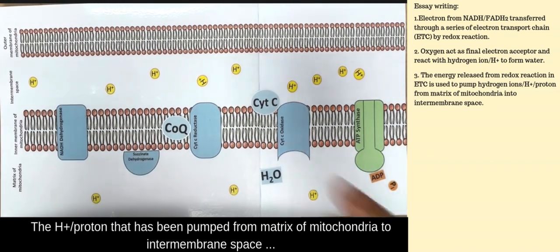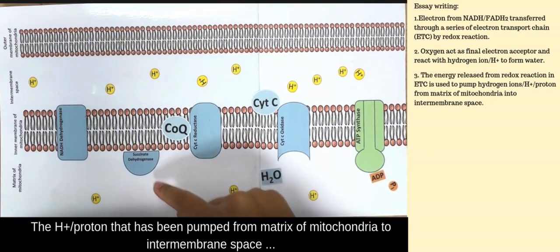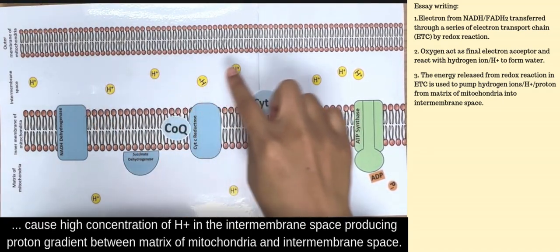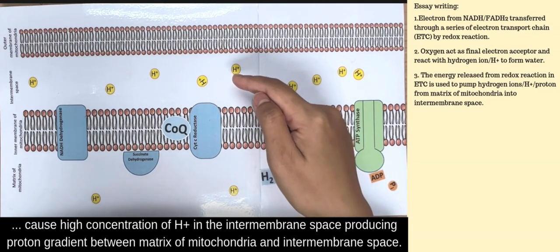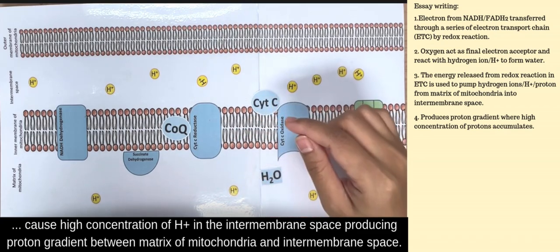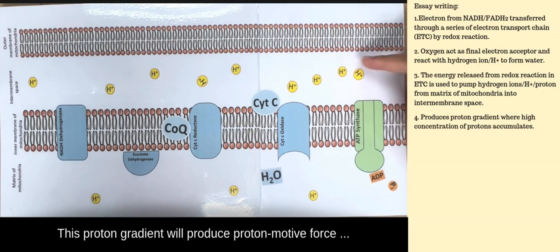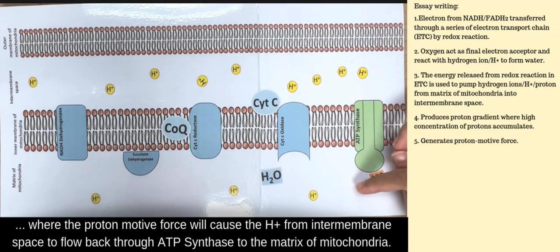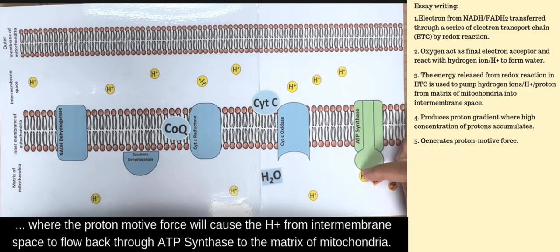The hydrogen ions, or the protons, that have been pumped from the matrix of mitochondria to the intermembrane space will cause a high concentration of hydrogen ions in the intermembrane space, producing a proton gradient between the matrix of mitochondria and the intermembrane space. This proton gradient will cause proton motive force, where the proton motive force will cause the hydrogen ions from the intermembrane space to flow back through ATP synthase to the matrix of mitochondria.